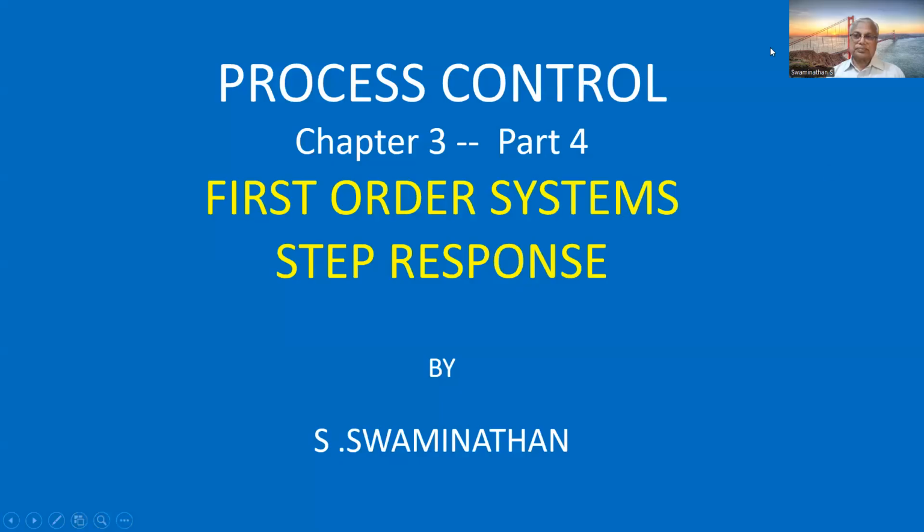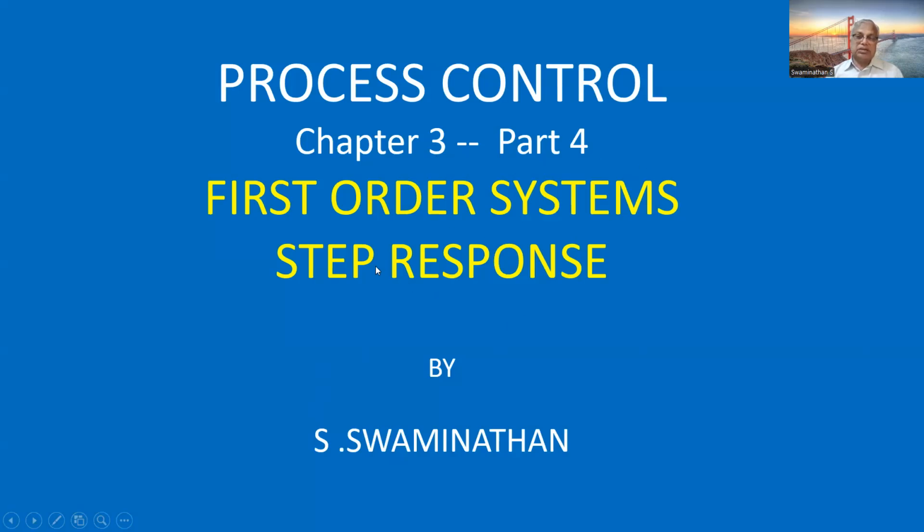We are seeing the chapter on first order systems. This is chapter 3, part 4. The chapter and part numbers are serial numbers, useful for following the sequence of the lecture series. Chapter 3 is on first order systems. This is part 4 of this chapter. We have already seen three parts.